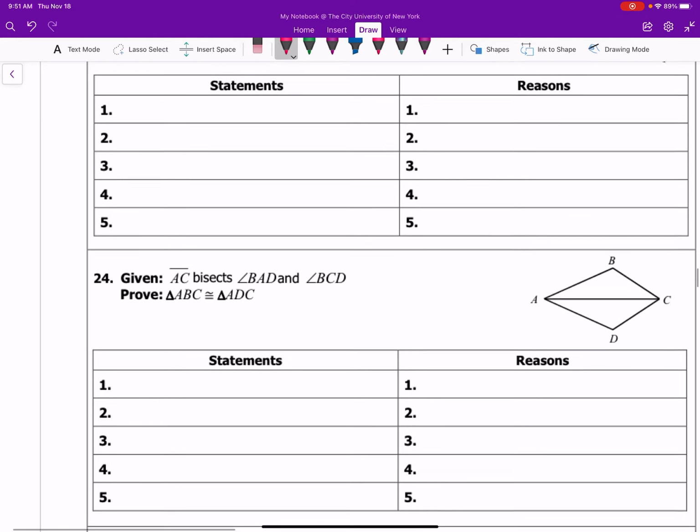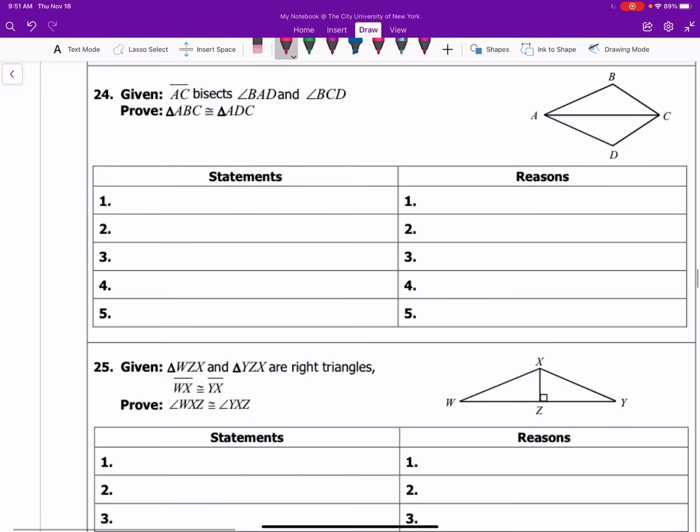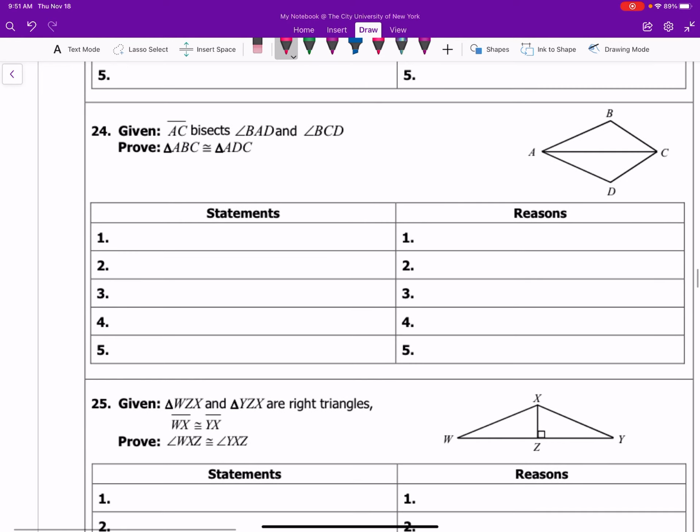Okay, and then in the second one, if you look at it, it says AC bisects BAD, so that should be your given, and BCD. So what you can conclude from there is that BAD is bisected by this, so you can say this angle and this angle are congruent. And what should be the reason for that? Obviously the definition of angle bisector.